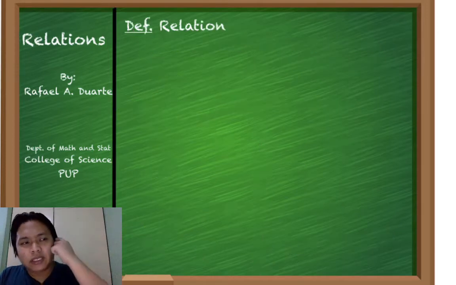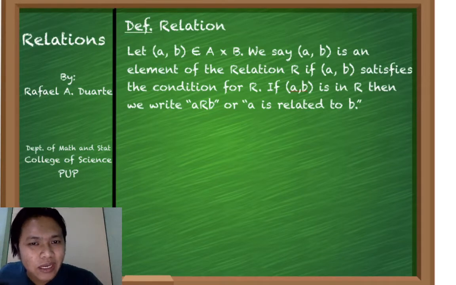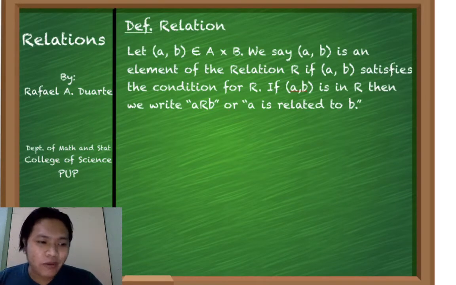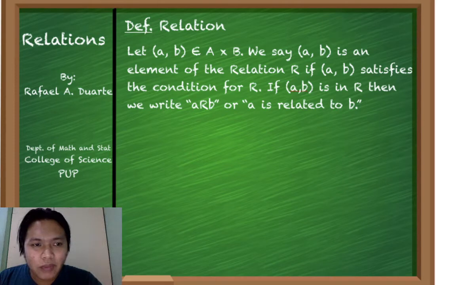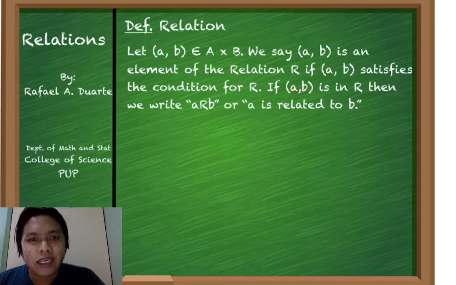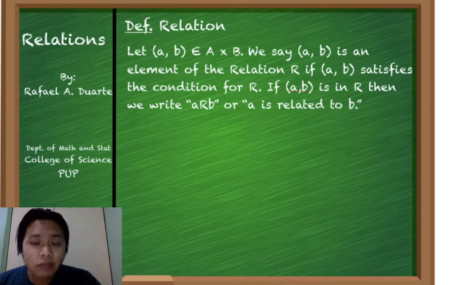Okay, so what is a relation? Let's define it. A relation is a set of tuples (a, b) from our cross product A × B. What's our term for A cross B from last time, if you remember? That's the Cartesian product, yes. We say that the tuple (a, b) is an element of the relation R if (a, b) satisfies the conditions for R.